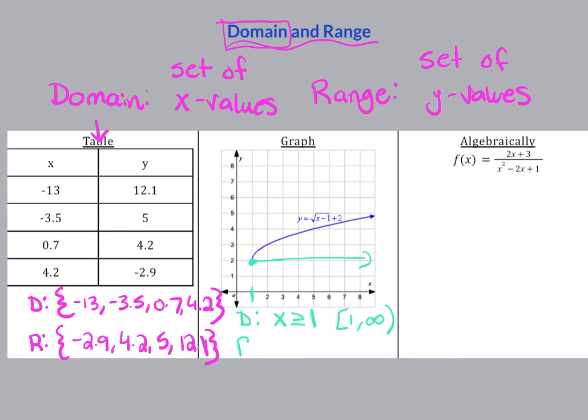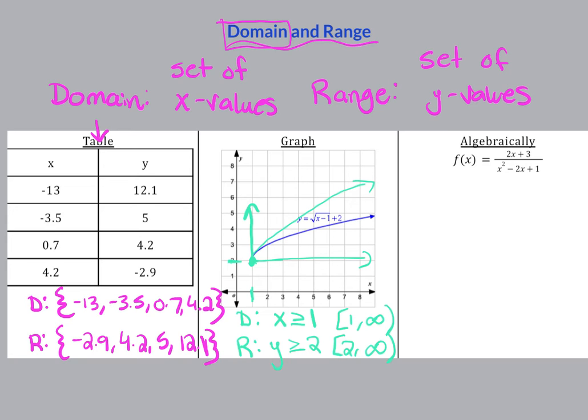All right, so then the range, let's look at the y values. Starting at that point, even though it's not increasing very quickly, it's going to keep going and going forever and ever and ever up. So all y values that are greater than or equal to this y value 2, or interval notation, including 2 and going to infinity.